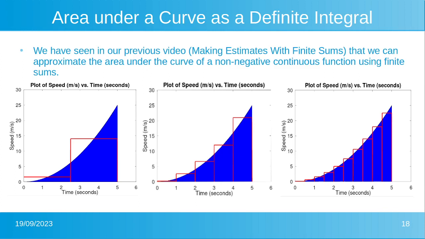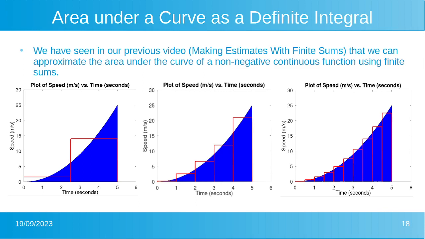And what we saw in our previous video was that the approximation of the area under the curve using the rectangles got closer and closer to the true area under the curve as the length of the sub-intervals decreased and as the number of rectangles increased. So what we were actually doing there was we were creating a Riemann sum.